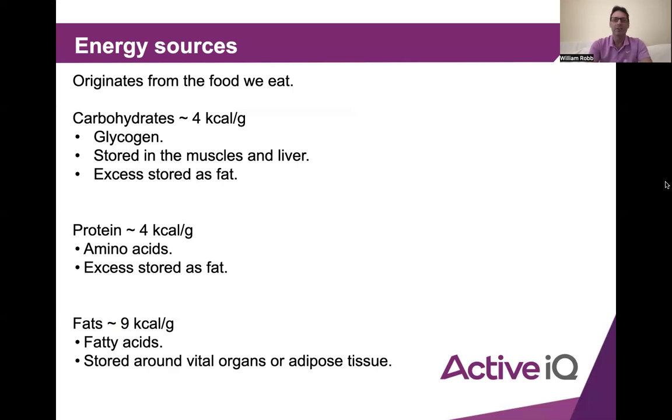Carbohydrates is stored as glycogen. It's stored in the muscle and the liver, and any excess that you eat will be stored as fat. Protein is broken into amino acids, and any excess of protein that you eat will also be stored as fat. Fats are turned into fatty acids and stored around your vital organs or your adipose tissue. Remember, your subcutaneous adipose tissue is in your skin. And then your visceral fat is protecting your internal organs, your kidneys, your liver.